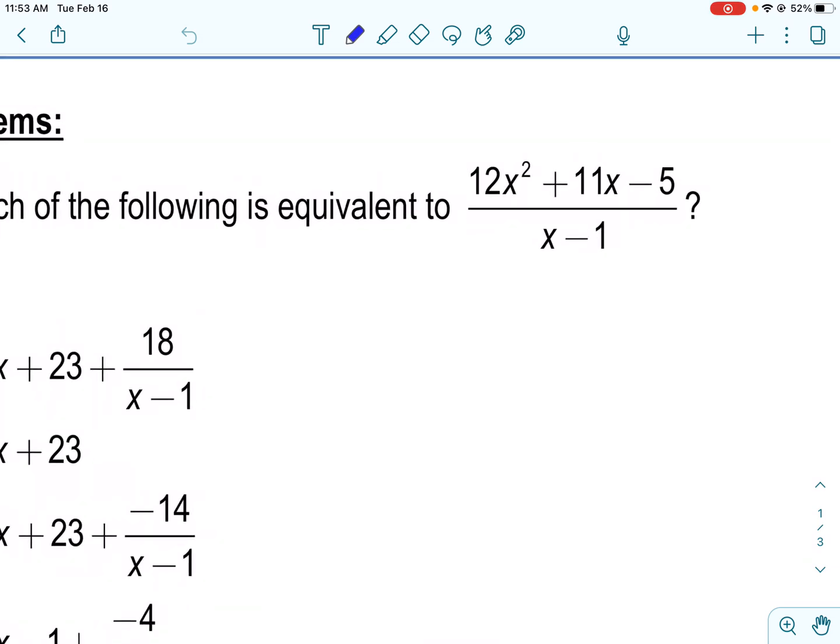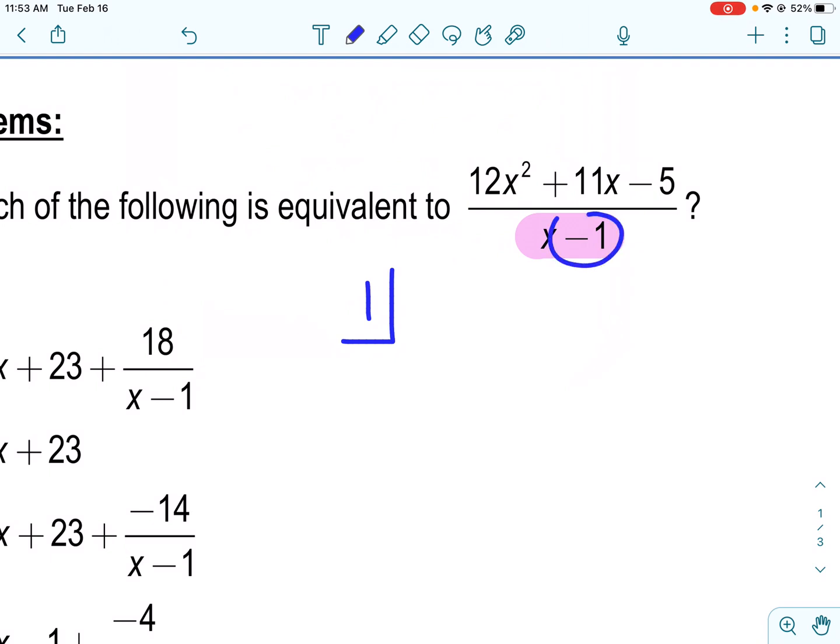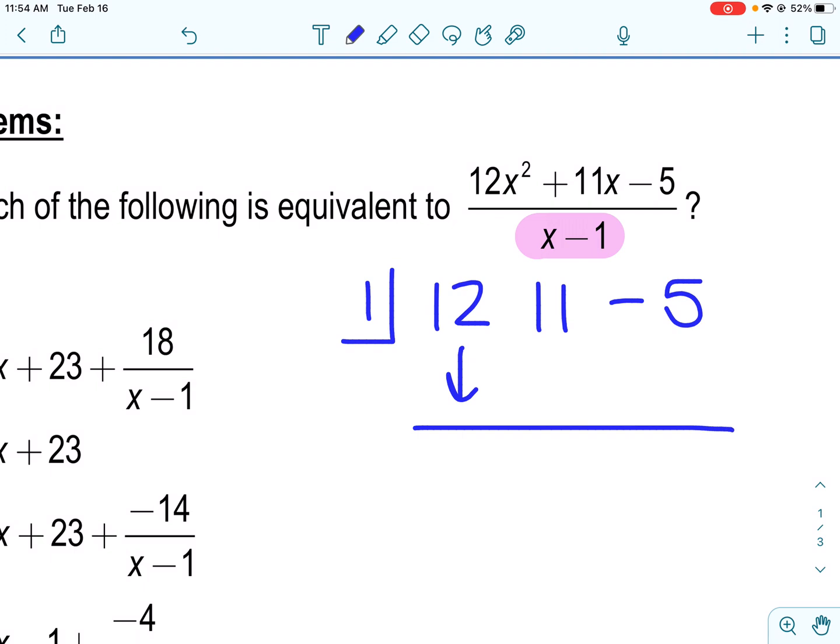So if we do a quick review with synthetic division, okay, I'm going to put the opposite sign of this value here in my backwards L, and then I'm going to list the coefficients of the divisor, okay, 12, 11, and -5. We bring down the first number, and the process is to multiply, then add. Okay, so you're always multiplying by the number that you put up here. So 1 times 12 is 12, that goes here. Add 11 plus 12 is 23.